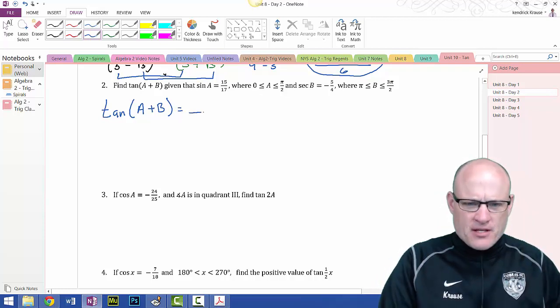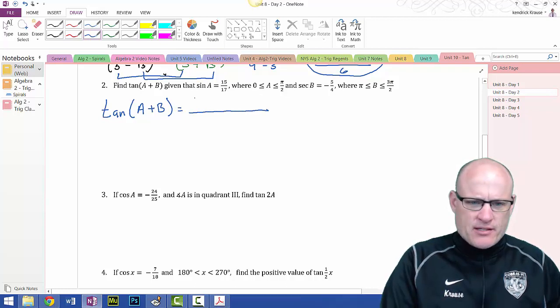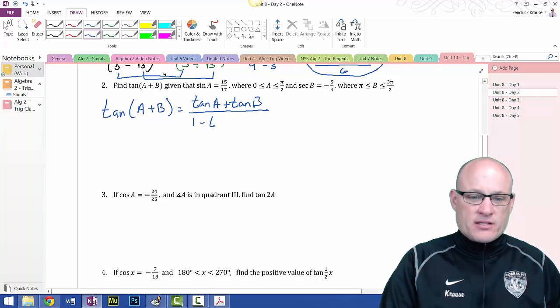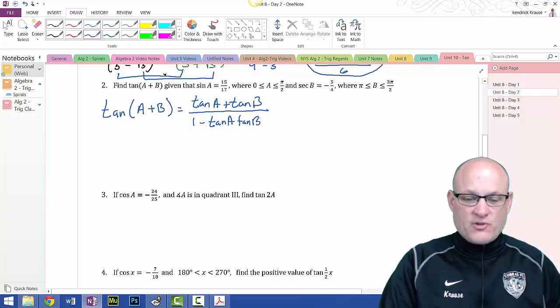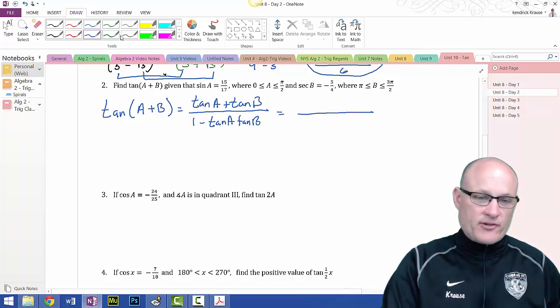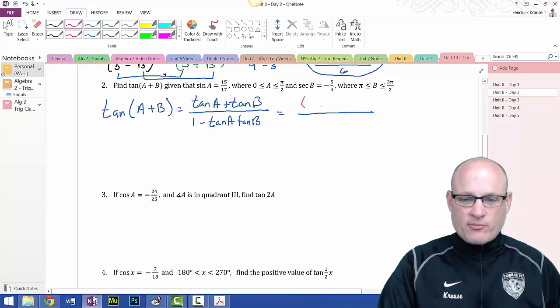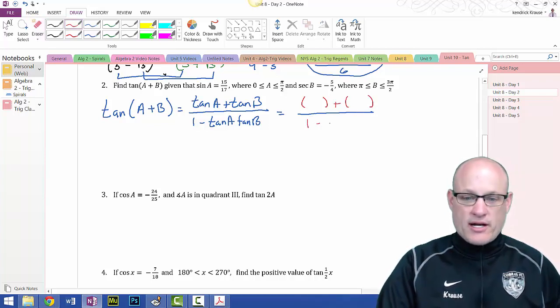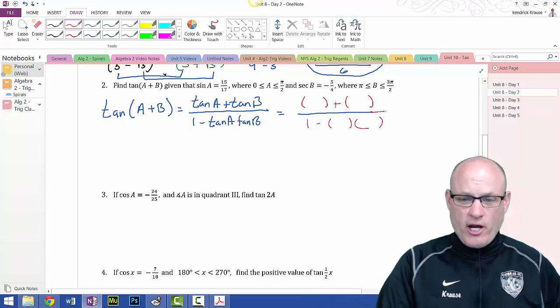All right, here we go, kids. Same formula. What was it? Tan A plus tan B over 1 minus tan A tan B. Of course, if you forget, you can always just go to your formula sheet. It's right there. So now I'm going to bust out the red pen because that's the cooler looking pen. And I'm going to put some parentheses, plus parentheses, and 1 minus parentheses. Cha-ching! Let's see.